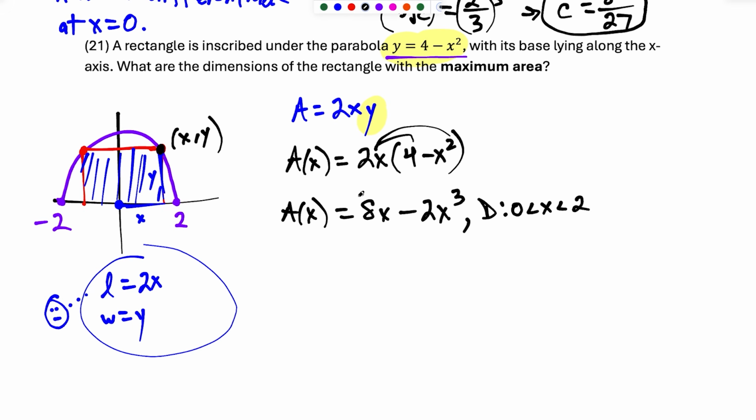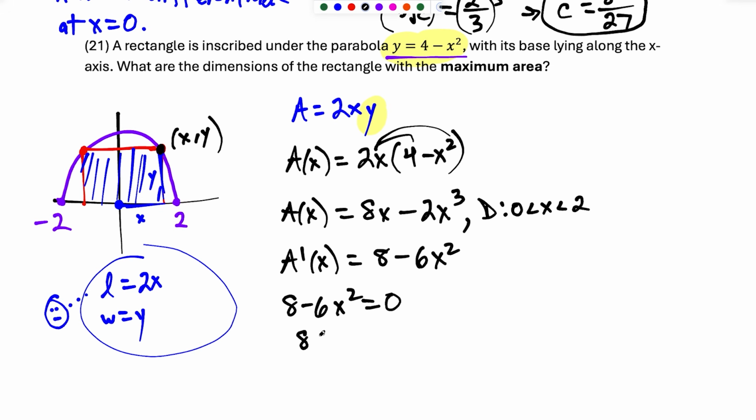And now to find the value of x that makes our area as maximum as possible, we're going to take the derivative. So we're going to find A prime, and we get 8 minus 6x to the second power. And now we could set our derivative equal to 0. So we set 8 minus 6x squared equal to 0.